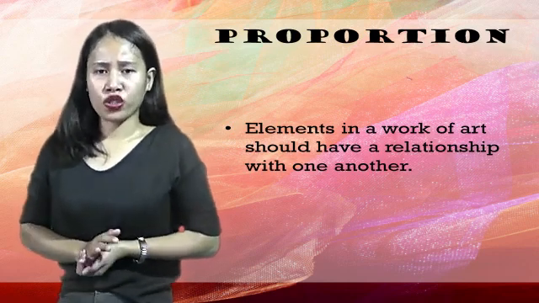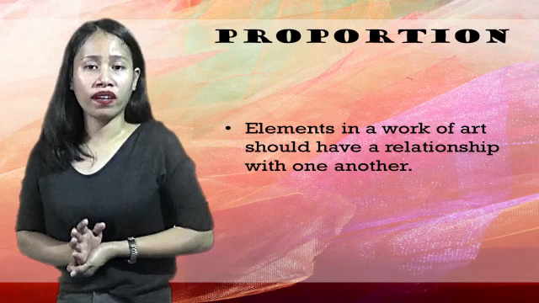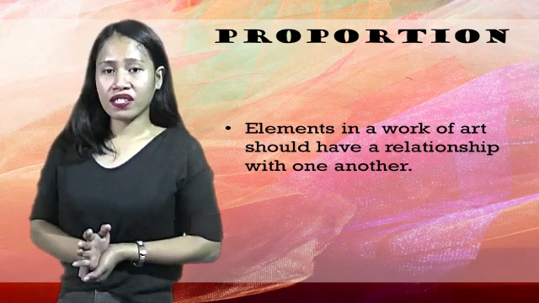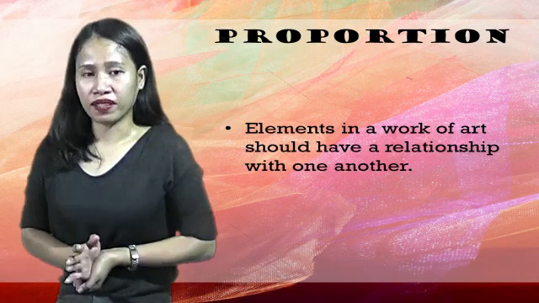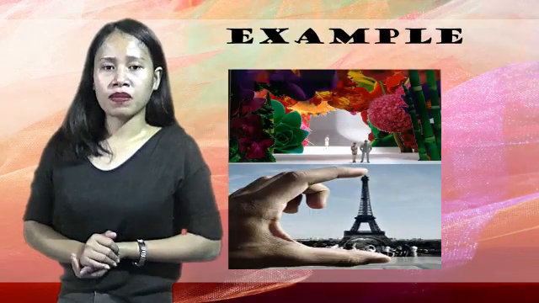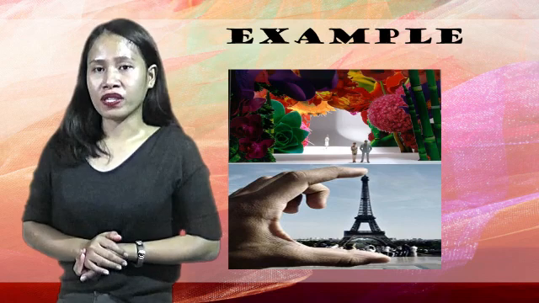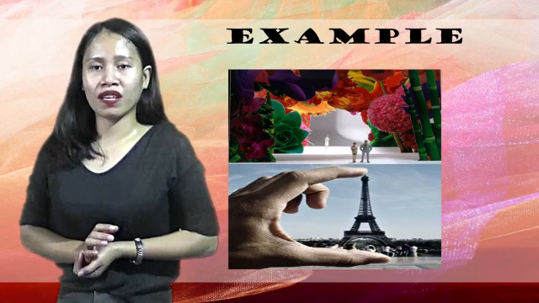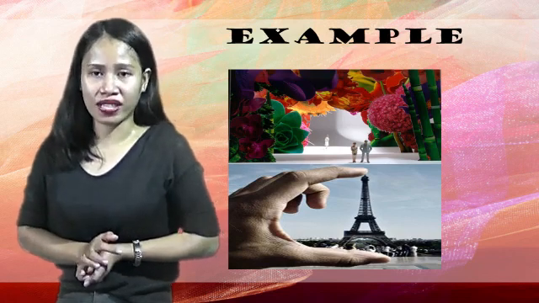The next principle of design is proportion. Elements in a work of art should have a relationship with one another. This relationship is called the proportion. In a stage setting, the backdrop and the props must be appropriate to the performers without outshining them so that they do not steal the audience's attention.